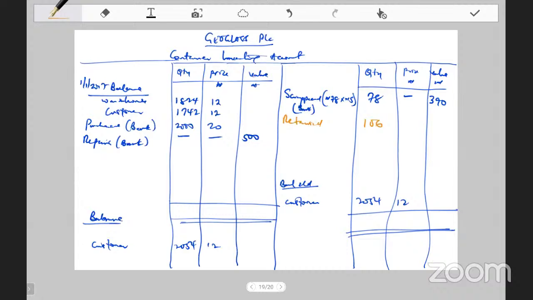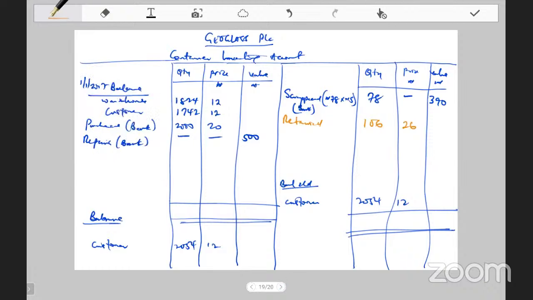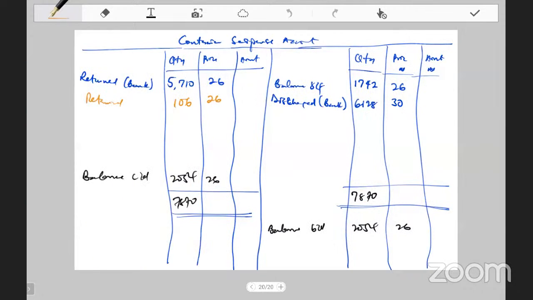$106 and 26. So having gotten all that information, let's wrap up this one, which will be the returnable value, and we balance the account. So let's have 5710 times 26. That gives me 148460.